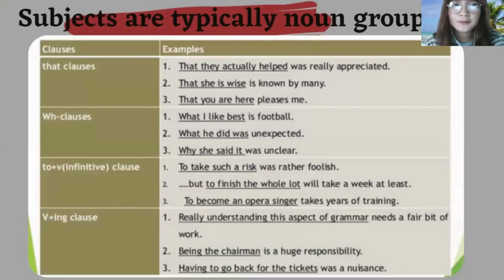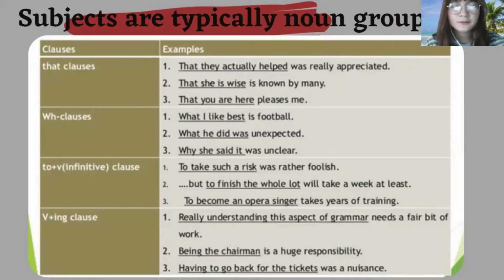And next is about subjects, which are typically noun clauses. You know, a pronoun and noun clause such as that clause, WH clause, to verb clause, and verb-ing clause can function as a subject. For example, you see in this table, I divided into clause and example.